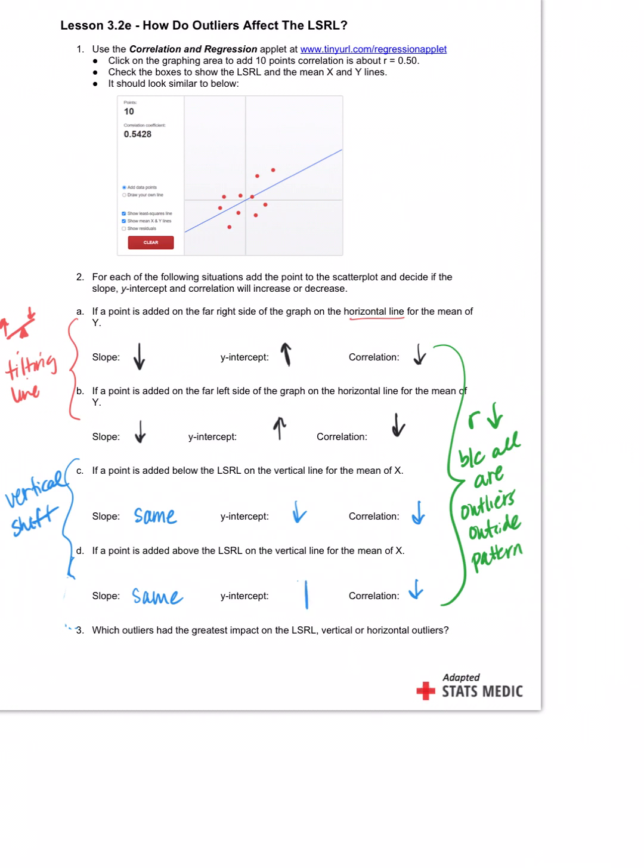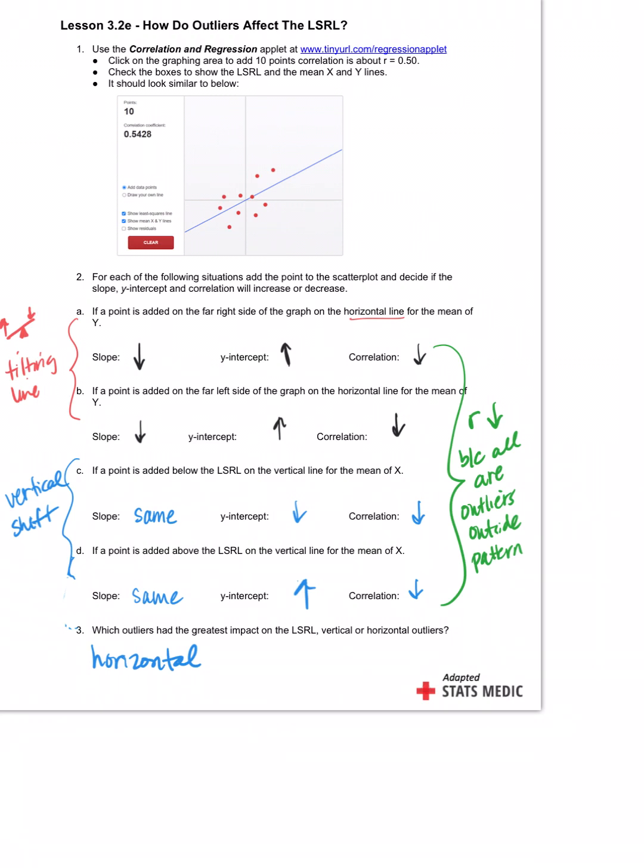Okay, so then the question becomes, looking at outliers, which outliers have the greatest impact on the regression line, the vertical ones or the horizontal ones? Horizontals. Does everybody agree with that? Horizontal, because it's messing with slope, y-intercept, and r. It's messing with all parts, right? So this is what we're talking about today, the influential points. What kind of outliers really mess with our lines?